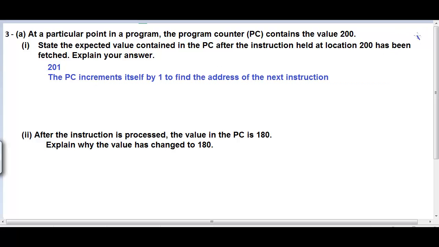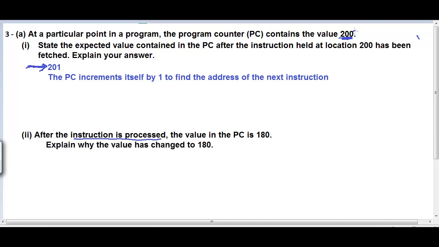Okay, let's solve part 2. Part 2 says after the instruction is processed, the value in the program counter is 180. So what he is saying is that when we solved part 1, the value of the program counter changed to 201, right? The instruction that had been fetched was the one located at 200. After this instruction had been loaded into the CIR, the program counter changed its value to 201. Okay, but then after that, the instruction in the CIR was processed.